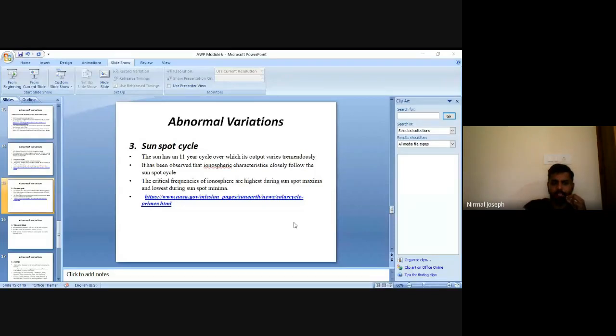The critical frequencies of the ionosphere are highest during sunspot maxima and lowest during sunspot minima. That is also quite understandable. During sunspot maxima, the solar activity will be more, and the ionosphere will also vary accordingly. And during the sunspot minima, the solar activity will be minimum, so the critical frequency will be minimum.